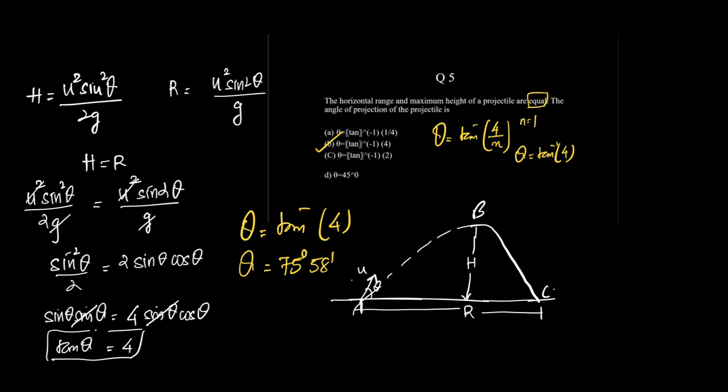Otherwise we have learned that when theta is equal to 45, what is the relationship between h and r? It is that 4h is equal to r. So we have two values, 4h is equal to r and h is equal to r. So h is equal to r when theta is equal to 75 degrees 58 minutes, and when theta is 45, we have 4h is equal to r.